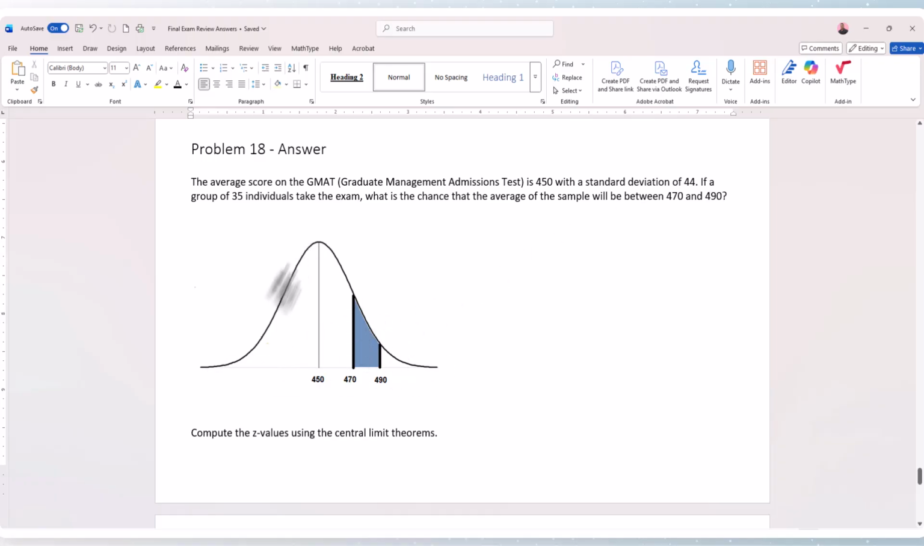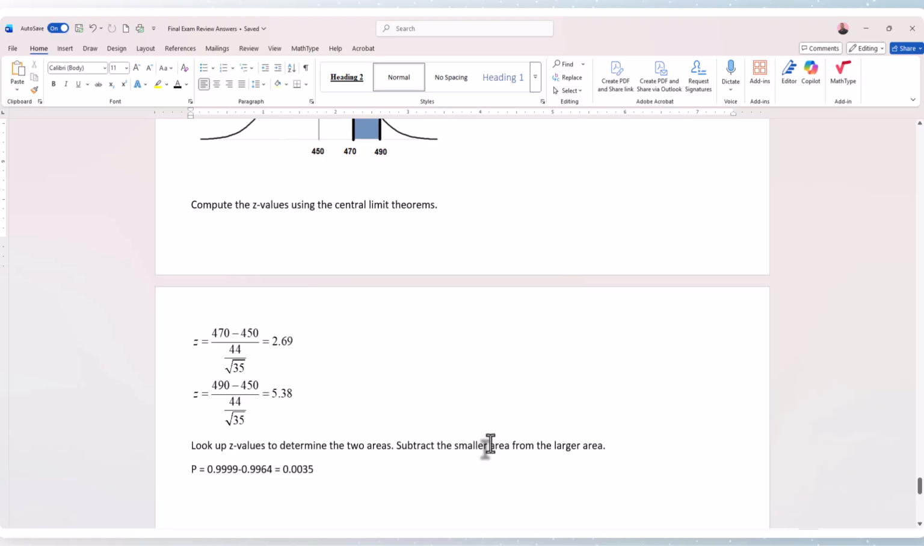So it has a normal shape. The mean is 450, and we're looking for this area between 470 and 490. So we have to convert using our central limit z conversion formula. So first let's convert 470. 470 minus 450 over 44 divided by radical 35 is 2.69. And then we convert 490. 490 minus 450 over 44 divided by radical 35 is 5.38.